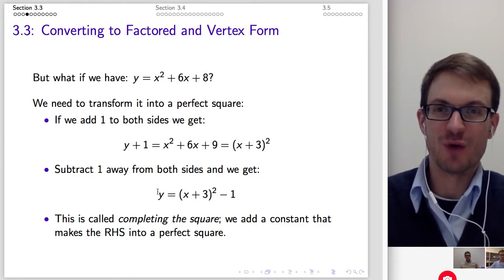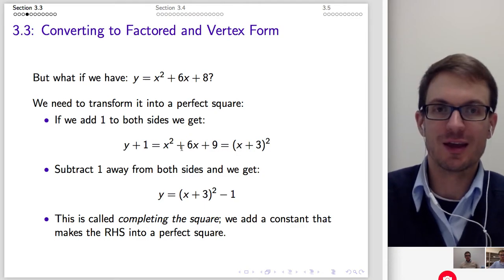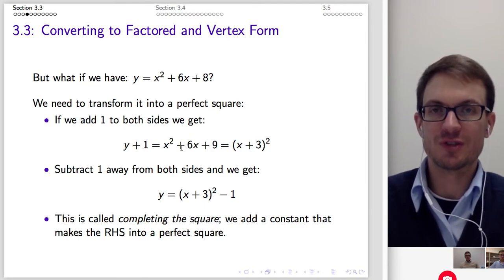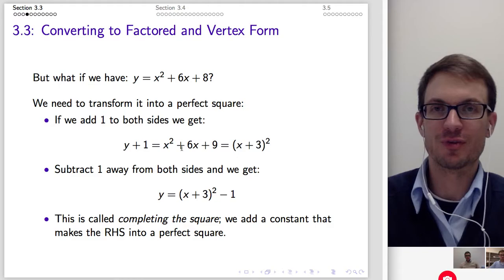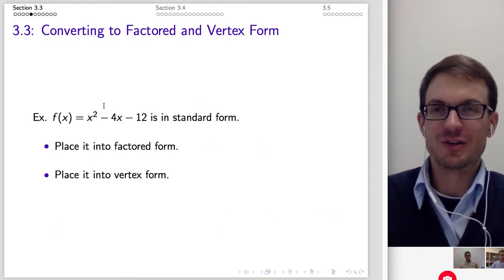And then we'll solve for y, and this is vertex form. Now we have our h and we have our k, and this process is called completing the square. Just adding a constant to both sides such that the right-hand side becomes a perfect square. So that's super clever. I think that's kind of cool. All right, so let's try that here.